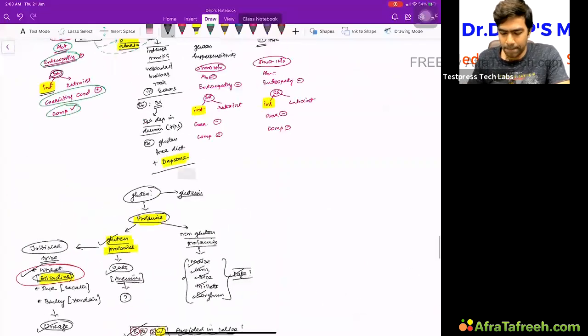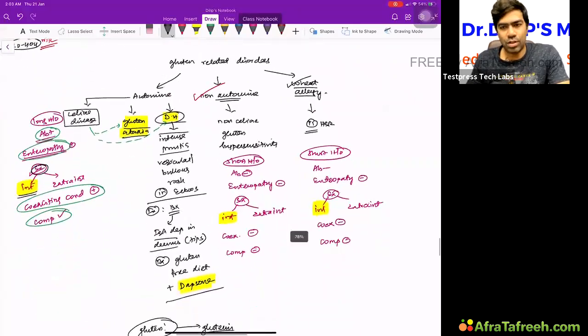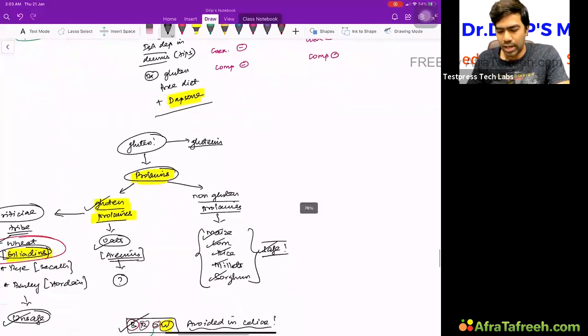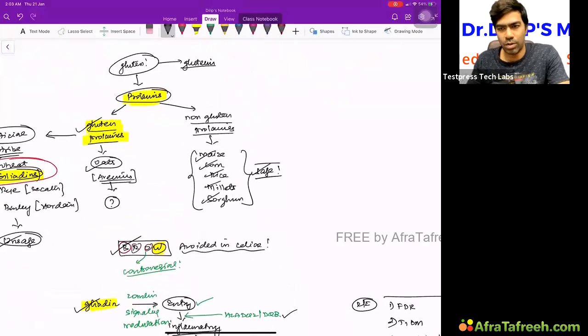One is the epidemiology we discussed, genetics we discussed, then the pathophysiology in a nutshell, then the different types of gluten-related disorders we described, and all gluten-related disorders are not celiac disease. Celiac disease means there should be autoimmunity and enteropathy. But symptom-wise, you cannot differentiate, because all these three things may have almost similar gastrointestinal symptoms.